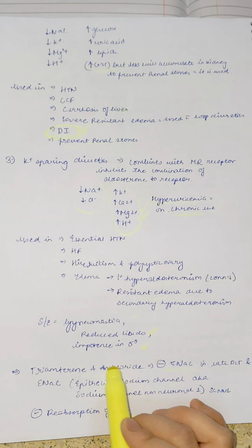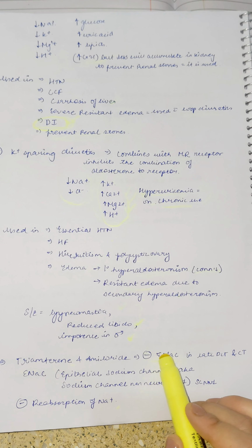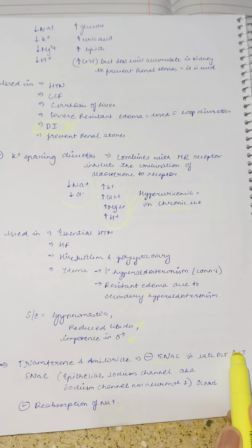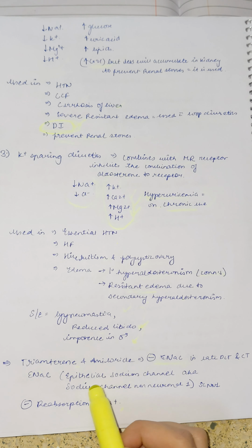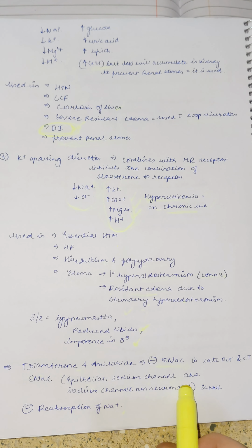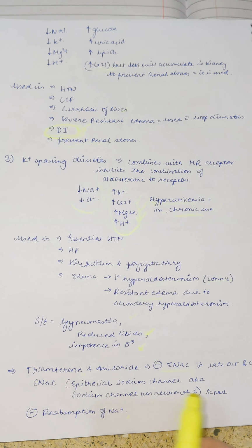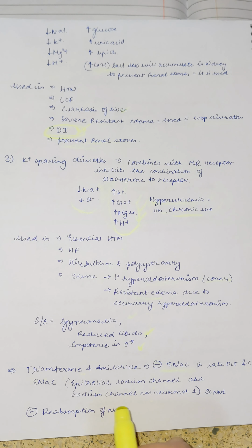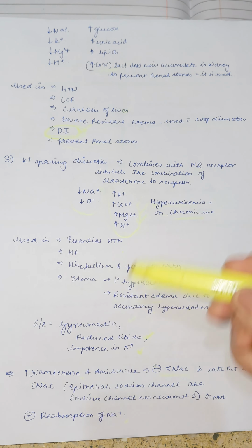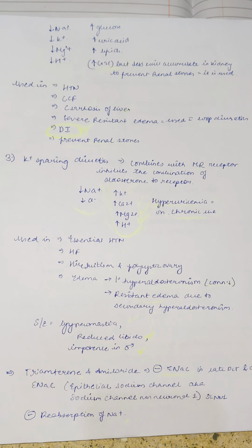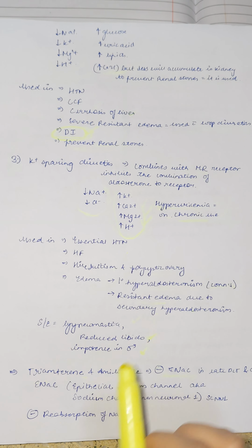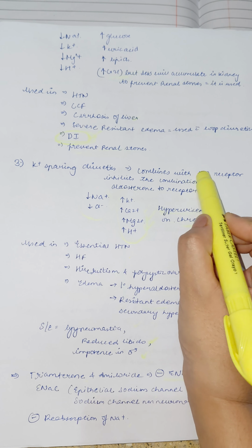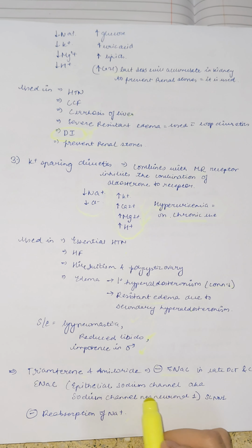Triamterene and amiloride are the other drugs which inhibit the ENaC channel in late DCT and CT. ENaC is the epithelial sodium channel, also known as sodium channel non-neuronal 1, that is SCNN1. It inhibits the reabsorption of sodium. So both of them have similar action, that is they inhibit reabsorption of sodium but via different routes. One inhibits the mineralocorticoid receptor and the other inhibits the ENaC channel.